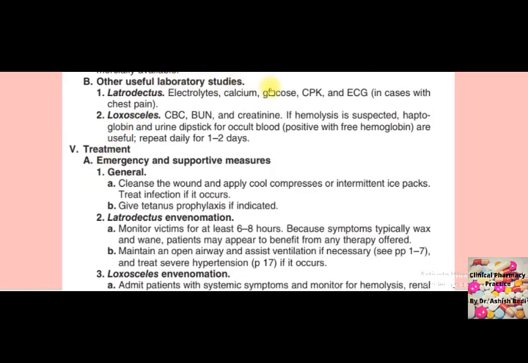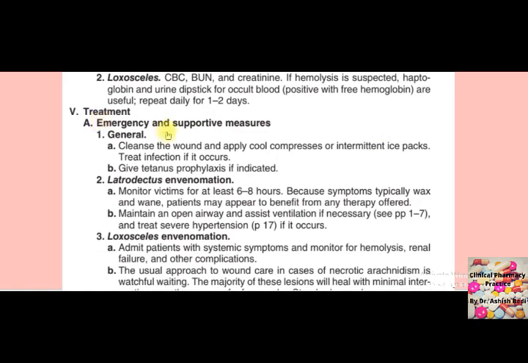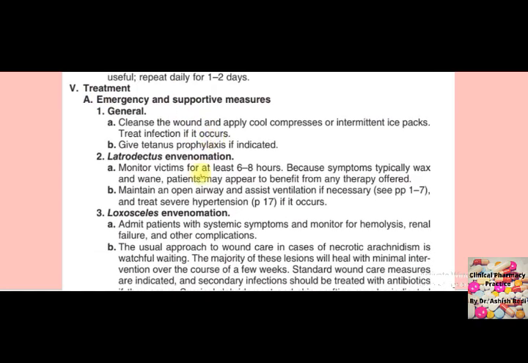Other useful laboratory studies in the case of Latrodectus: you can go for electrolytes testing, calcium, glucose, CPK levels, and ECG in case of chest pain. In the case of Loxosceles, you can go for CBC, BUN, creatinine, and if hemolysis is suspected, haptoglobin, globin, and urine dipstick. Positive with free hemoglobin are useful. Repeat daily for 1 to 2 days.